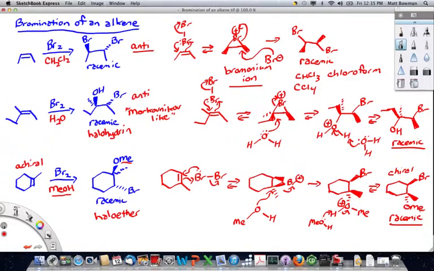Okay. Now, you can do the exact same reactions you do with bromine, you can also do with chlorine. The only difference, at least at the 343 level, is that you substitute the bromines for chlorines. Still anti-addition. When you mix it with water, you get halohydrins. When you mix it with alcohols, you get haloethers.